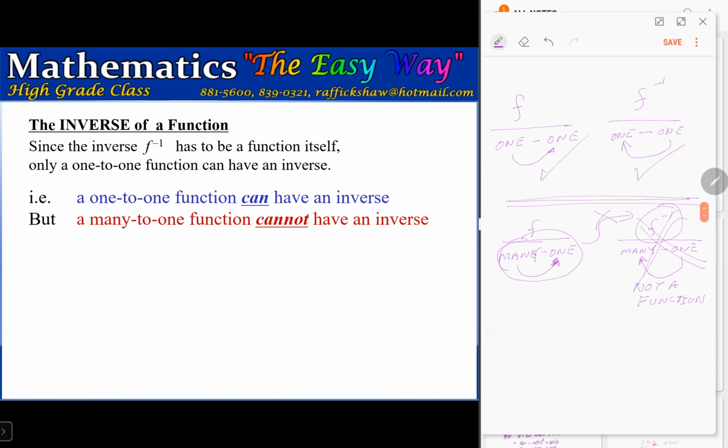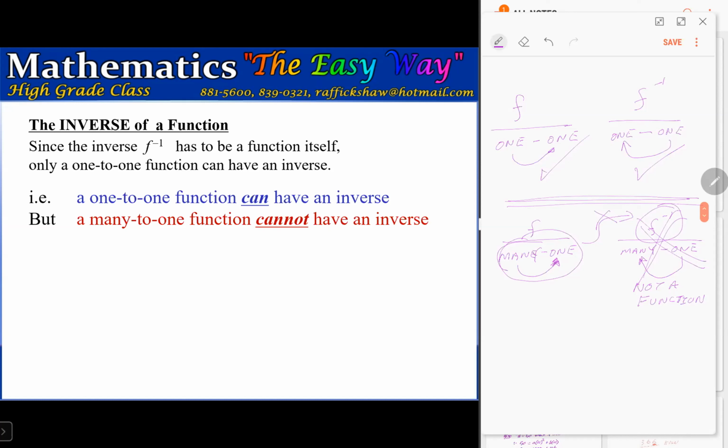So that is why only a one-to-one function can have an inverse. But understand that little reasoning as to why only a one-to-one function can have an inverse? The point is that the inverse function also has to satisfy the definition of a function.